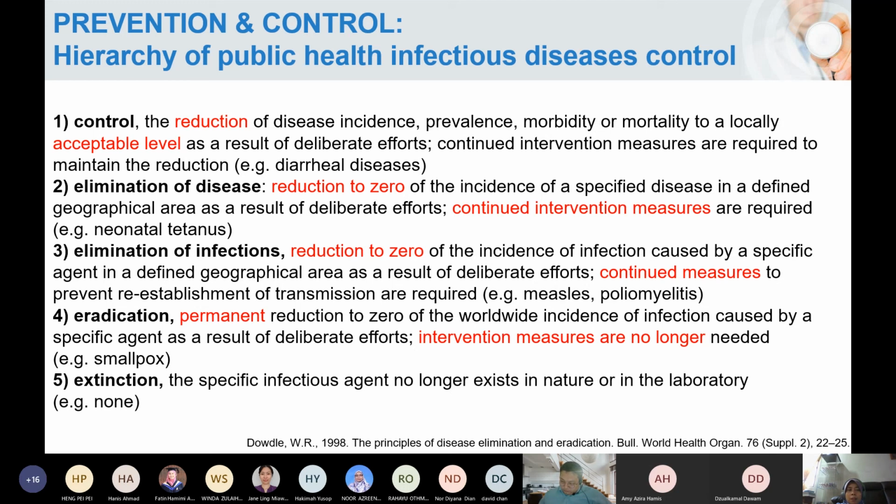Eradication, permanent reduction. There are no longer any intervention measures. Example, smallpox. Smallpox is not extinct, it is eradicated. It still exists in the lab, kept there. If extinct, it no longer exists at all. These are the hierarchy. We've been hearing this over and over again every day.